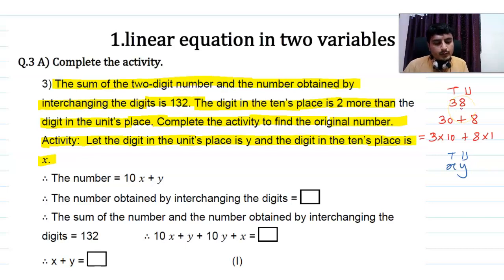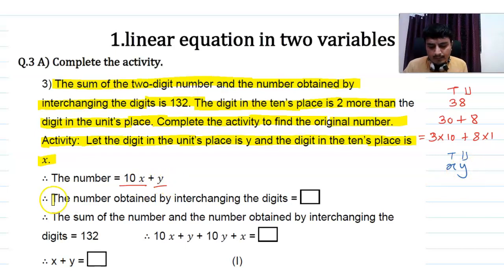So the same thing we are doing here. Once x is at the tens place, x should be multiplied with 10, plus y at the unit place or the ones place, so y should be multiplied with 1, so y into 1 we have y. So the number is 10x plus y. That means the expansion of the two-digit number xy is 10x plus y.